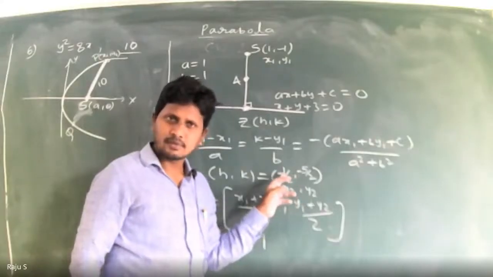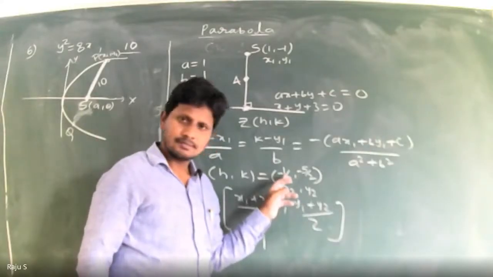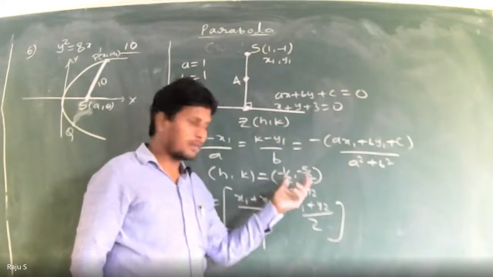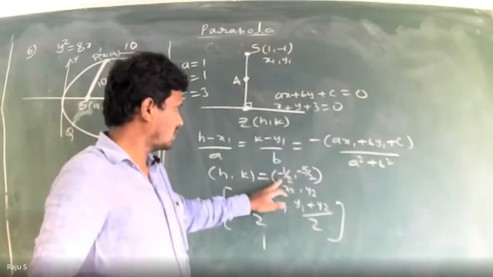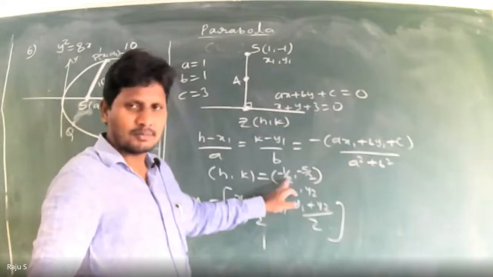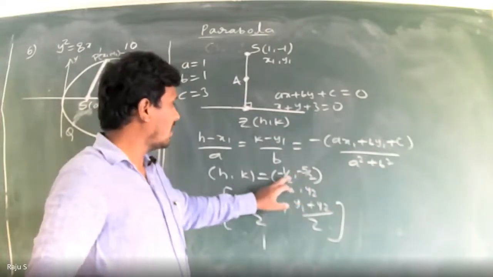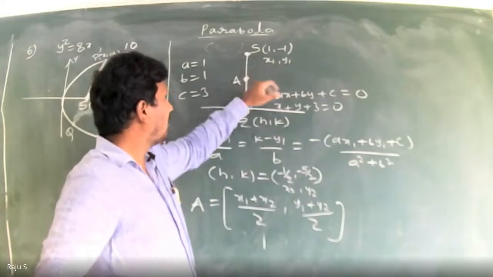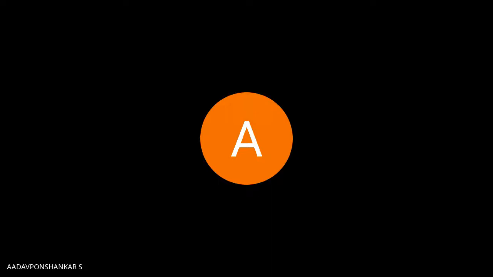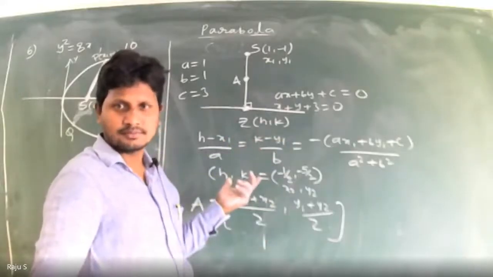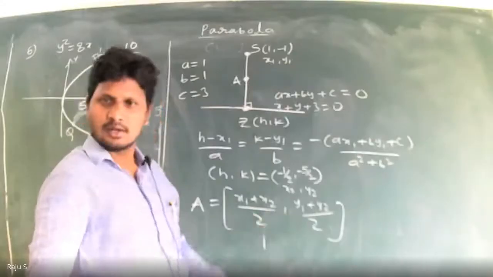Is this h comma k? Yes, sir. This is 100% right. So h comma k is minus 1 by 2, minus 5 by 2. After that you have to find the midpoint of the focus and this h comma k. After that midpoint only is the vertex. After that use this formula, then you will get the correct answer.